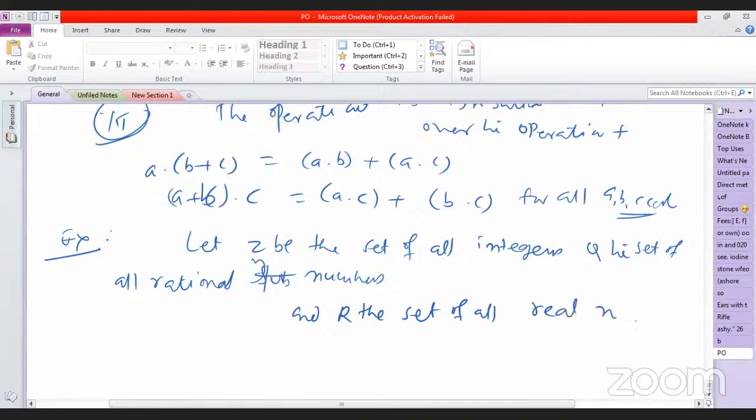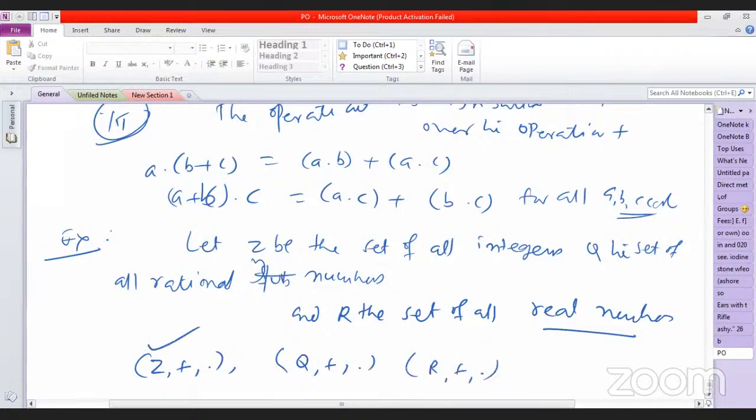Correct? It is correct or not? Yes, sir. What is Z? What is Q? Z is integers, Q is rational numbers, R is real numbers. Good.